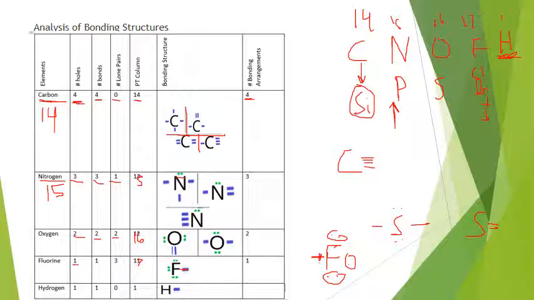So if you look at this, carbon has 4 bonds. Nitrogen has 3 bonds. Oxygen has 2 bonds. Fluorine has 1 arrangement and 1 bond. And hydrogen also has 1 bond, 1 arrangement. So this is a good check. When you come up with your bonding structures, use this as a check. You can't have hydrogen with 2 bonds. You can't have fluorine with 2 bonds. You can't have oxygen with 3 bonds. So check your answer. You should be able to answer your own questions when you get to this.